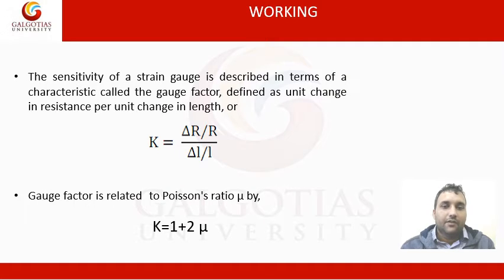The sensitivity of a strain gauge is described in terms of a characteristic called gauge factor. This is defined as the unit change in resistance per unit change of length. That is, K is equal to delta R upon R, the unit change in resistance, divided by delta L upon L, the unit change in length. The gauge factor is related to Poisson's ratio mu by K is equal to 1 plus 2 mu.